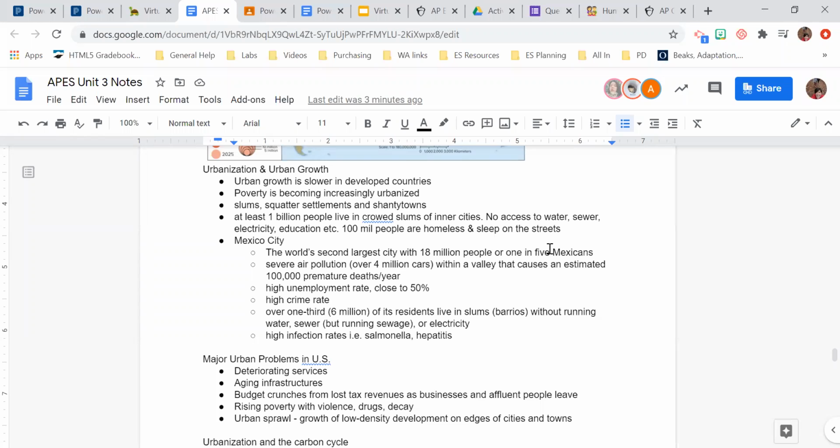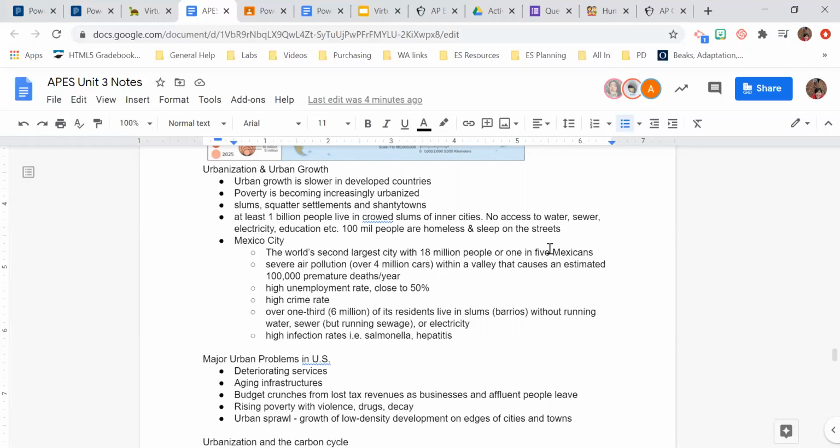A good example would be Mexico City, or a bad example, depending on how you look at it. It is the world's 2nd largest city. 1 in 5 Mexicans live in Mexico City, so 20%. It has severe air pollution. And because Mexico City sits in a valley, the air pollution stays right there. It is estimated that it causes 100,000 premature deaths per year.